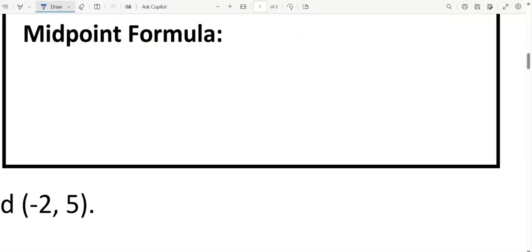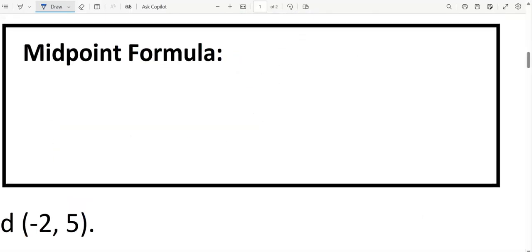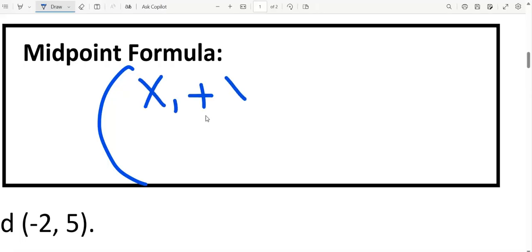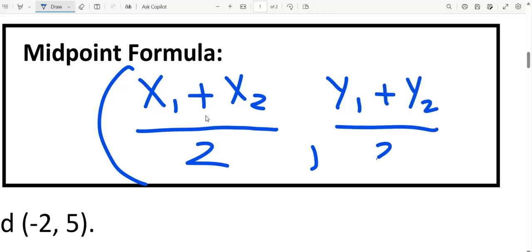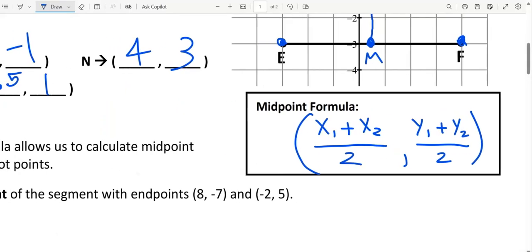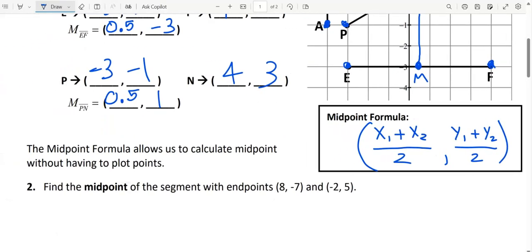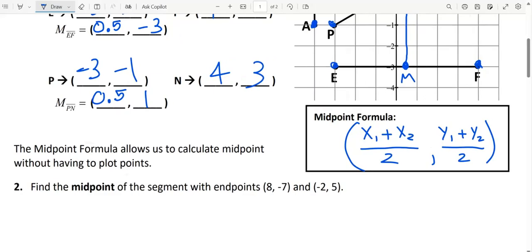So I'm going to zoom in on this so we can get a good look at this. Go ahead and write this down in that box, okay? Midpoint formula. Put yourself a big old parentheses. You add up your x values, x1 plus x2 divided by 2. And then you add up your y values, y1 plus y2 divided by 2. That is the midpoint formula.